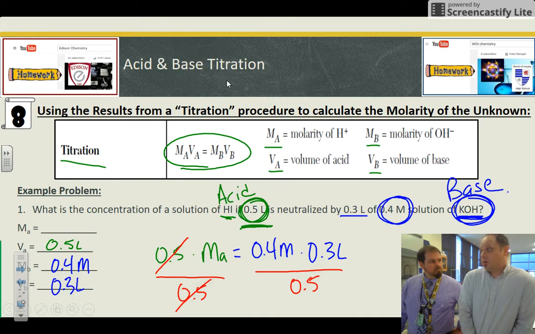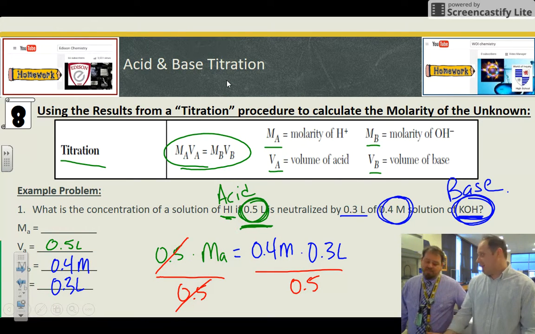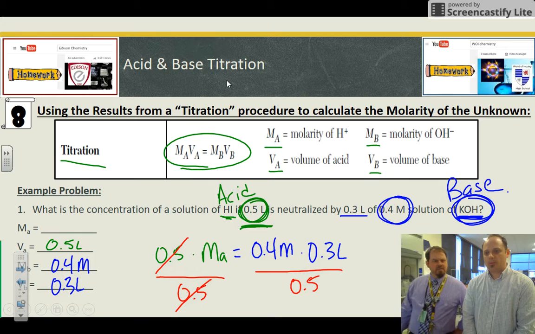The volume could be in milliliters or liters. Doesn't matter, as long as they're the same on both sides, you're good. Concentration is always going to be in molarity, for our part, because that's what you have to have for acids and bases. Parts per million is not going to be it. That's not concentrated enough for us. If you had both units in parts per million, your answer would work out, but we don't care. We want molarity. That's way more concentrated than parts per million would allow.